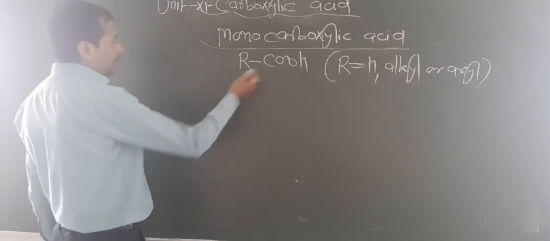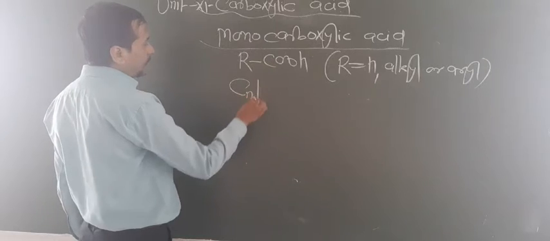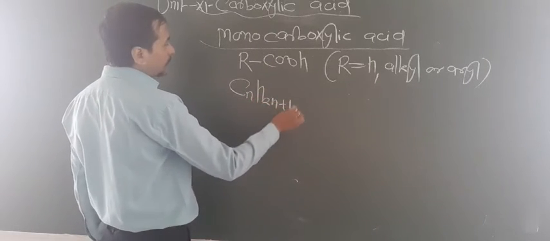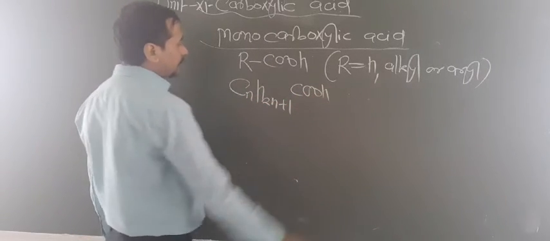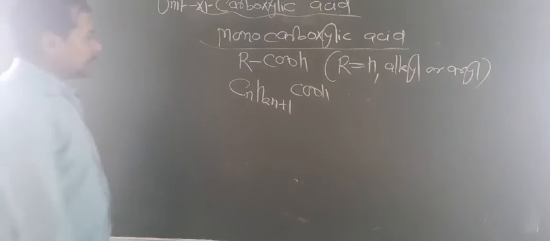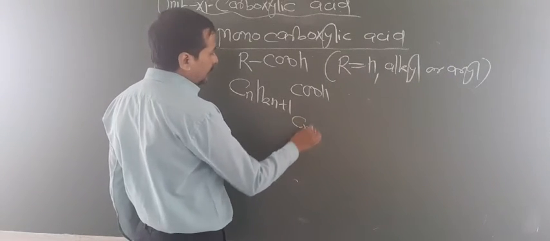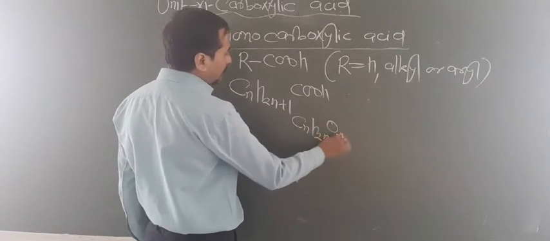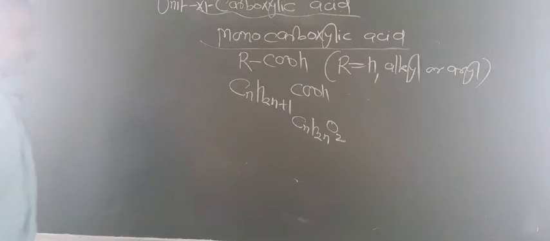Now write the general formula of this. So CnH2n+1COOH. Or either you can write like this: CnH2nO2. So this is the general formula of carboxylic acid.